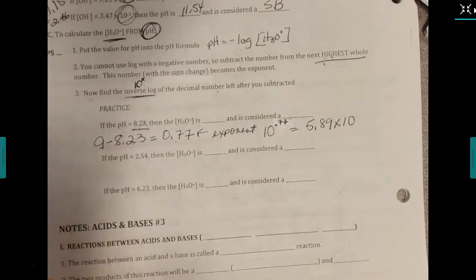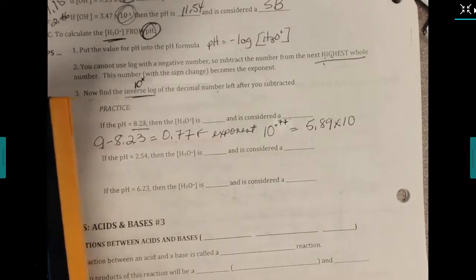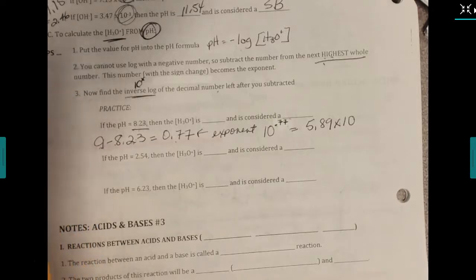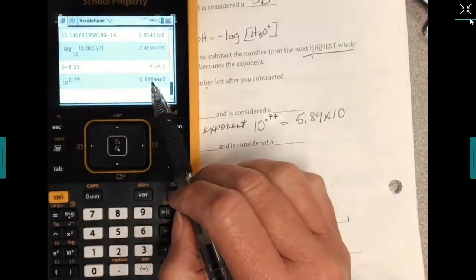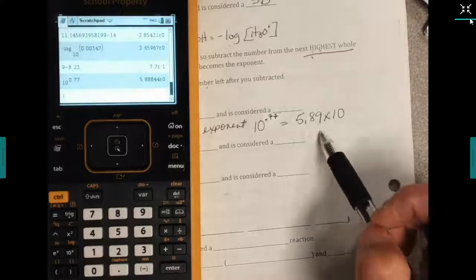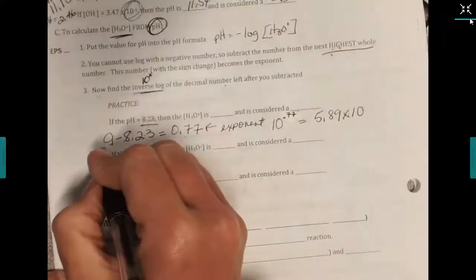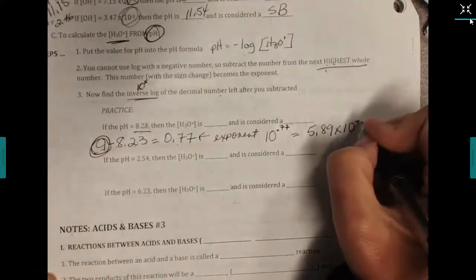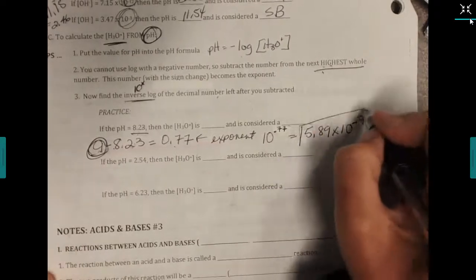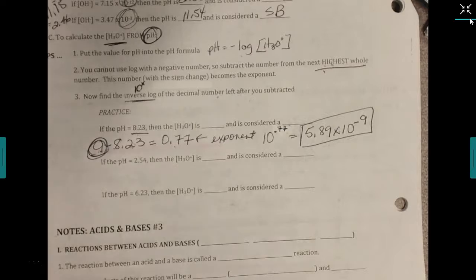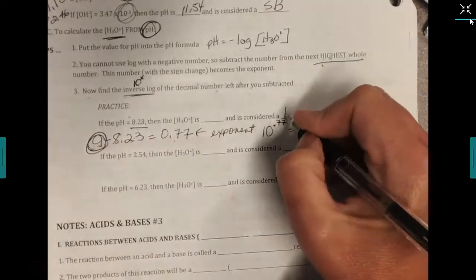Okay, so here we're going to get 9 minus 8.23, enter, and then here we're going to get 5.89 times 10 to the 0. But we have to have it to something, and it's going to be to this number here, and we've got to change the sign to the negative 9th. So this is our hydronium concentration. Okay, so this is going to be considered, based on the pH, a weak base.